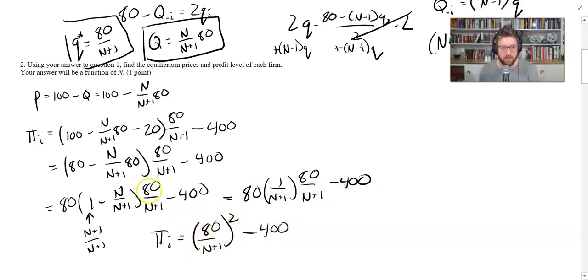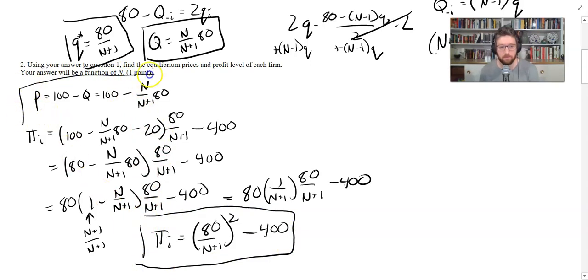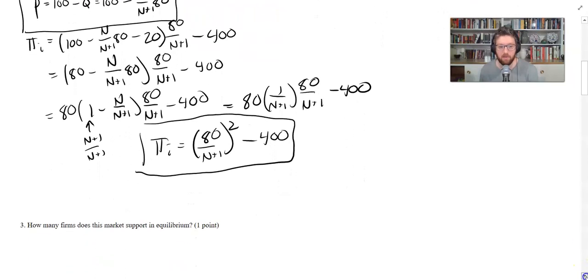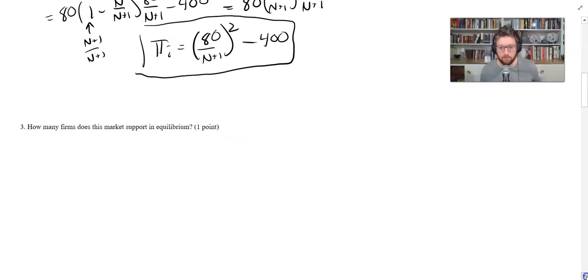Okay. This is the equilibrium prices and profits as a function of the number of firms. Next step, find out how many firms there are actually going to be. How many firms does this market support in equilibrium? So in equilibrium, we need it to be the case that if there are n firms in the market, each firm is making a positive or at least non-negative profit. We also need it to be the case that if we had another firm enter, so if we went to n plus 1, this firm would make negative profit, so it wouldn't want to come in.